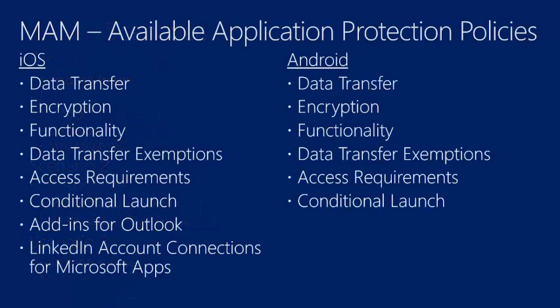Okay, now here you see basically the available application protection policies. This is at a high level, and I won't read to you what's on the slide. You can see for yourself. Essentially, iOS and Android are very similar in what they provide, with a couple of differences. These are at a high level, and there are definitely subcategories under each bullet as to what you can do and what you will do. We'll see some of that actually fleshed out as we go through the console in just a bit.